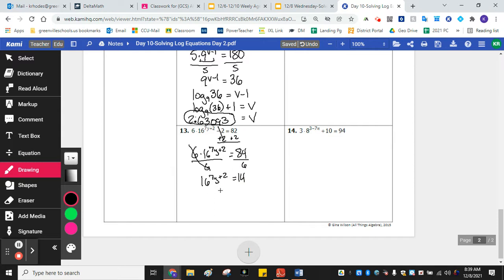Once you get your exponential alone, you can write it in logarithmic form. So log base 16 of 14 equals the whole exponent, 7y plus 2. And we're going to leave this. It's just a number, but we're going to leave it all like that so we're not rounding. And then we'll subtract 2 and divide by 7. So log base 16 of 14 minus 2, all of it divided by 7.